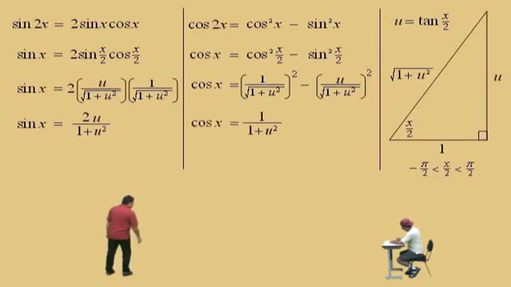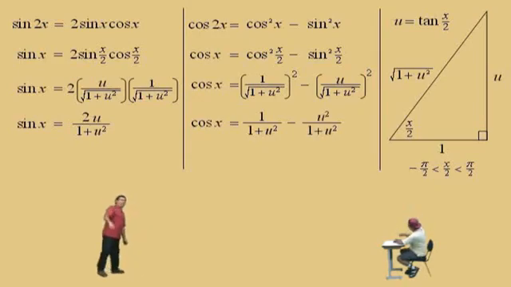1 over 1 plus u squared. And if we square the sine of x over 2, what do we get? U squared over 1 plus u squared over 1 plus u squared. Very nice. Okay, now, common denominators, they're there.